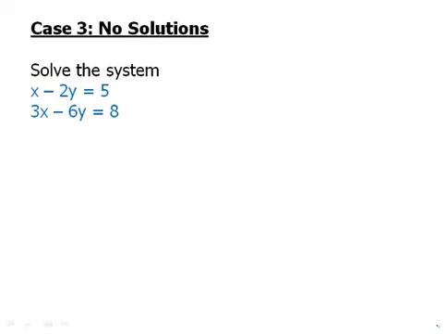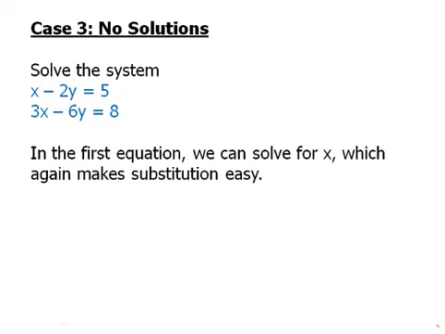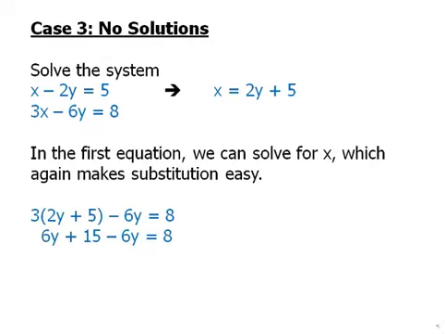Now let's talk about the no solutions case. Pause the video and try to solve this system. Okay, much the same as last time, we have an x by itself, so that's a very obvious candidate for substitution. x equals 2y plus 5. Very good. Now plug that into the second equation, distribute, cancel, and what's going on here?